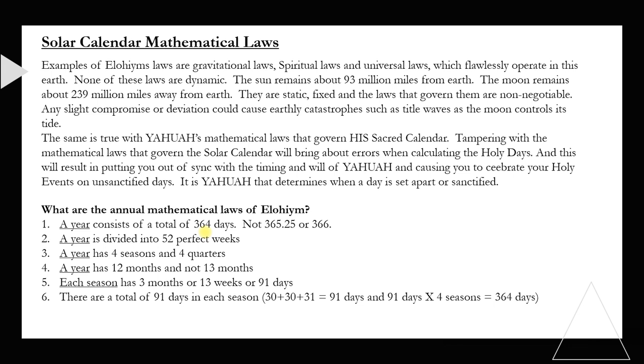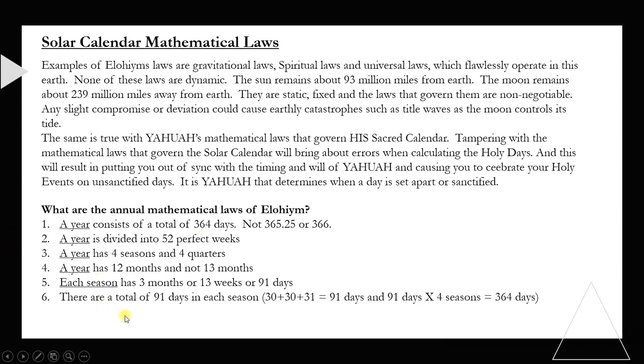And we already know that, I believe. We know that the seasons are spring, summer, fall, and winter. So a year has 4 seasons or 4 quarters. A year is 12 months, which we mentioned previously, not 13 months, 12 months. Number 5, there are 4 seasons, and each season is comprised of 3 months, 13 weeks, or 91 days.